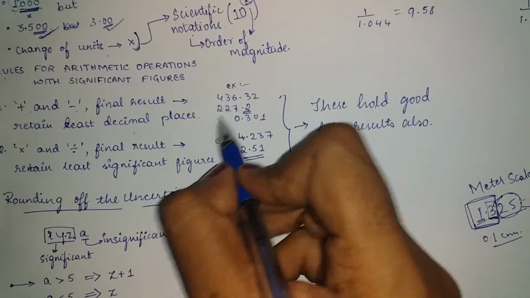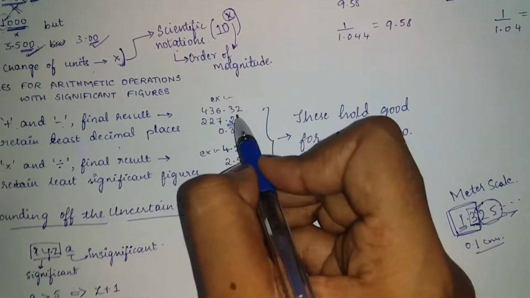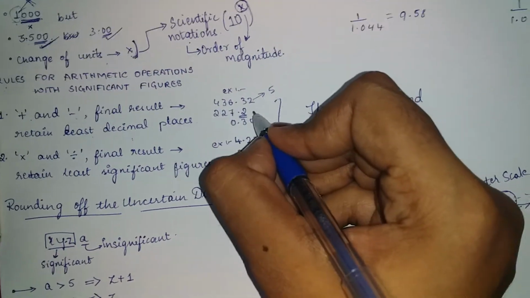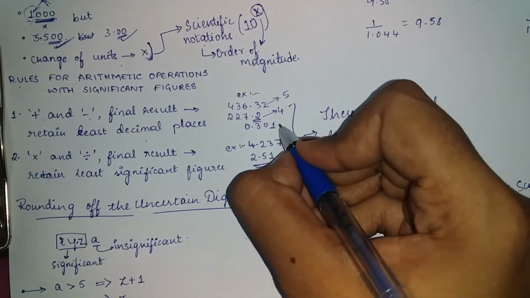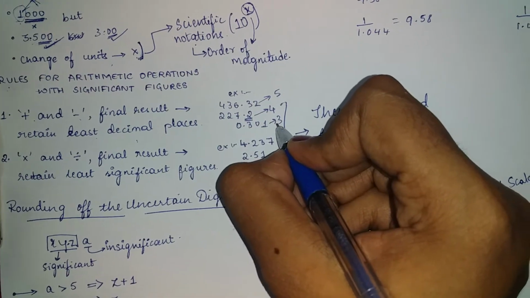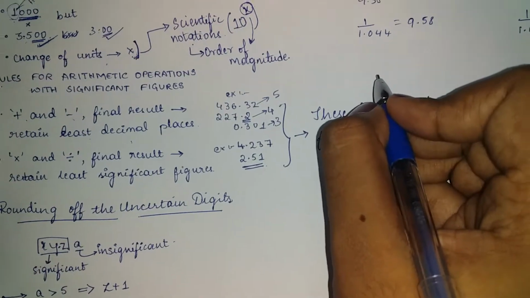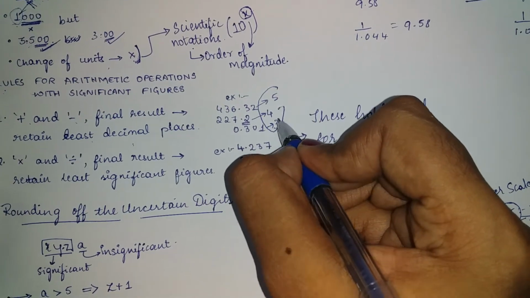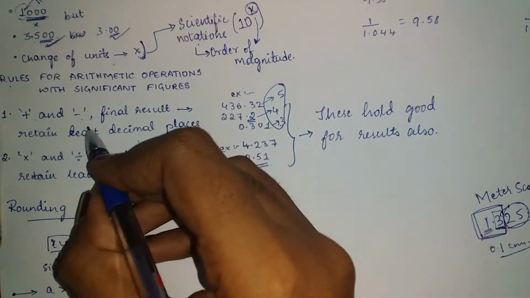Example, if you're going to add these 3 numbers, the significant figures of this particular number here is 5, this particular number is 4, this number is 3, but you're not checking these significant digits at all in addition and subtraction.